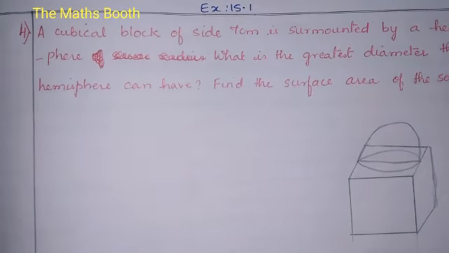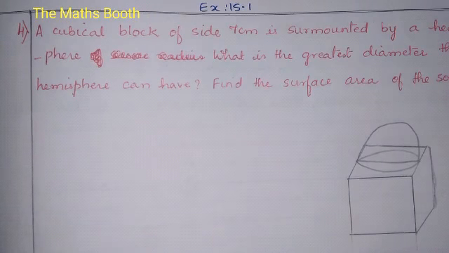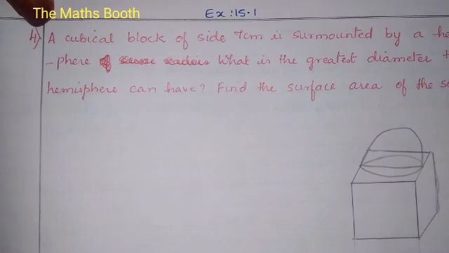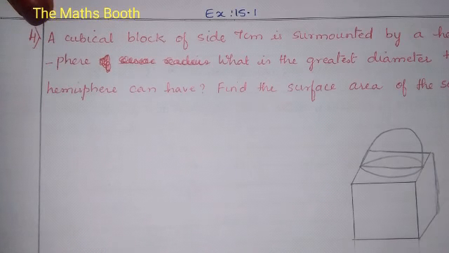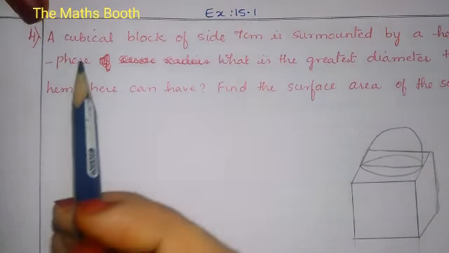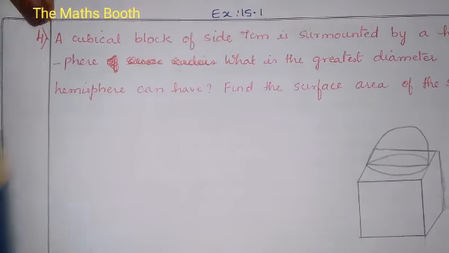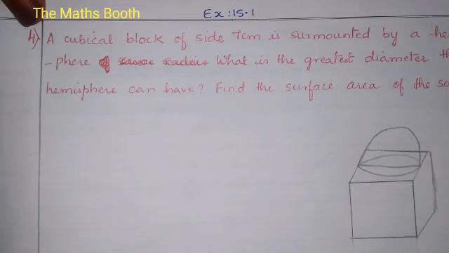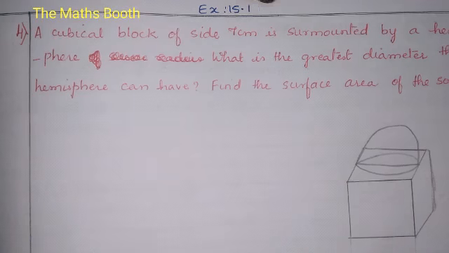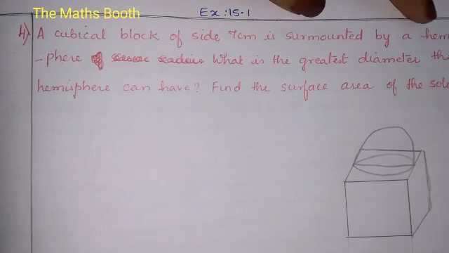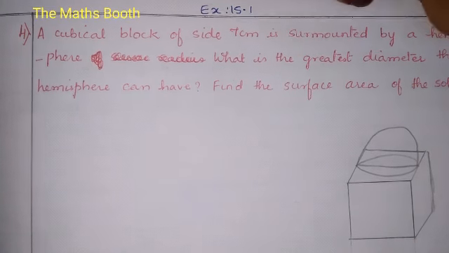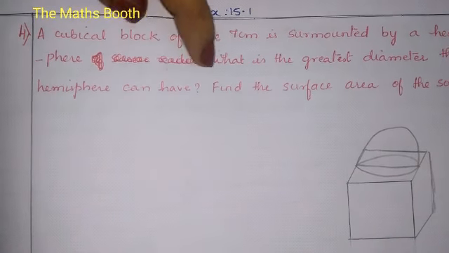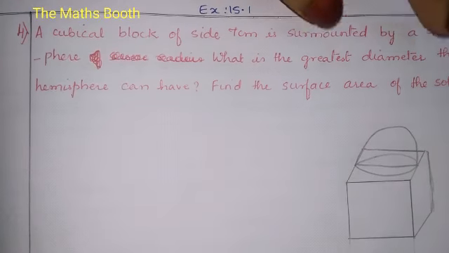In my previous video I have completed till problem number 3. So let us see question number 4 of exercise 15.1, surface area and volume. Here let me read out the question. A cubical block of side 7 cm is surmounted by a hemisphere. What is the greatest diameter the hemisphere can have? Find the surface area of the solid.